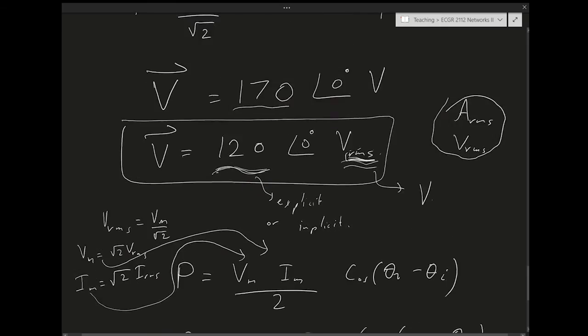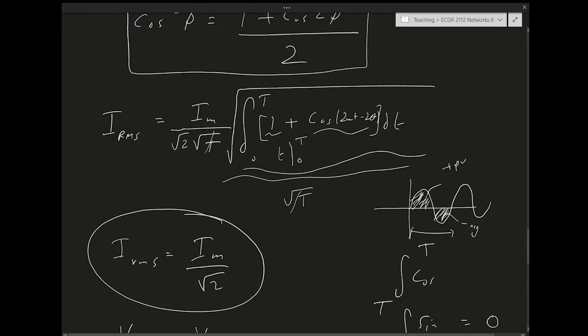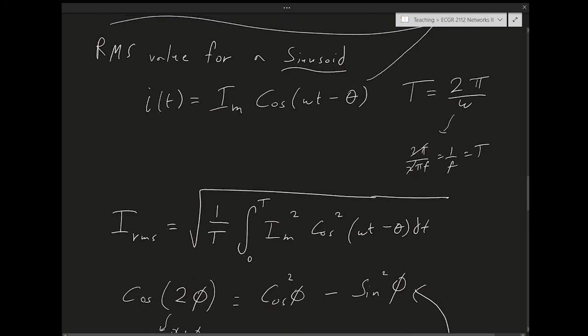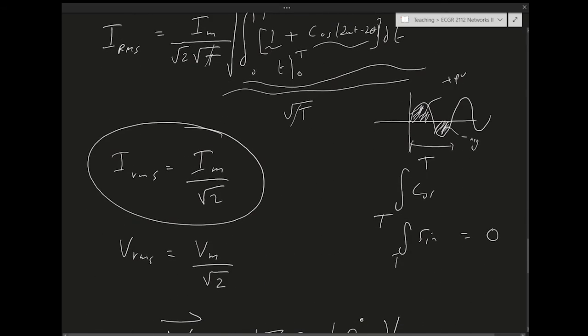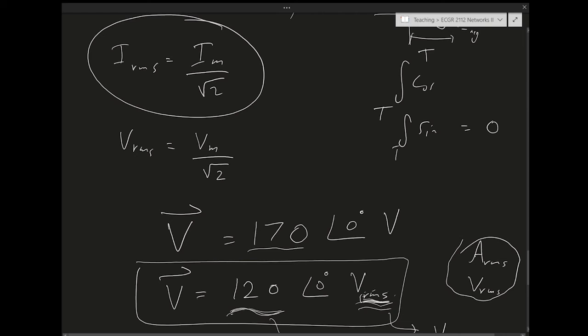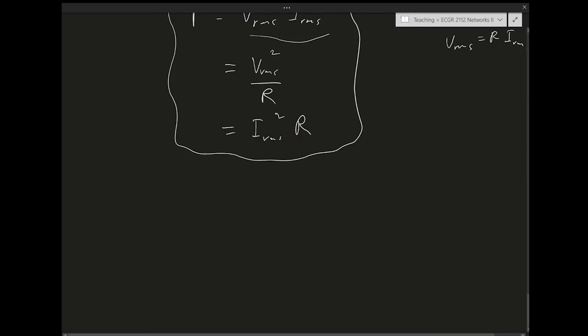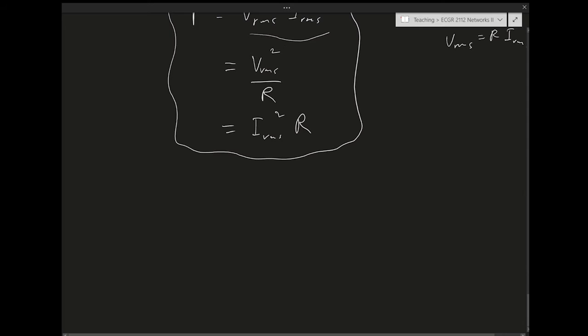Okay, so this is the RMS value for us. This is how you calculate the RMS values of sinusoids. It's easy. You just multiply the peak or the magnitude by 1 over square root of 2. What about cases where the periodic signal is not a sinusoid? Well, we can calculate that too, but we have to revert back to the integral equation.